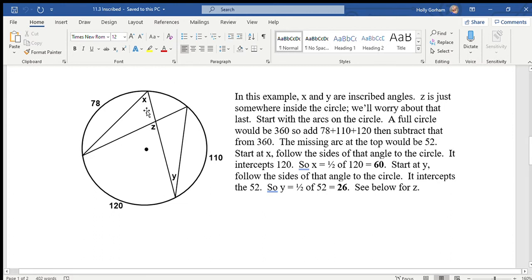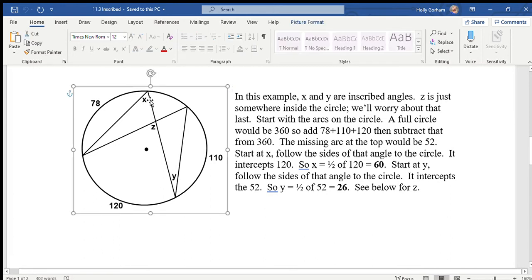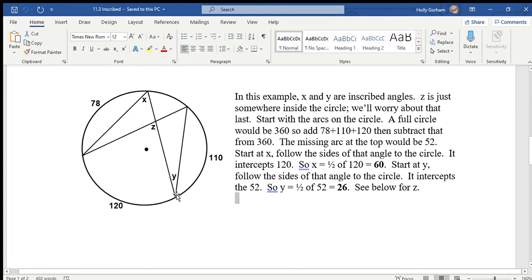Now, let's go to x. If you follow the sides of x to the circle, it intercepts the 120. So half of 120 would be 60. So x is 60. If you go to y, follow the sides of y. Y goes out to the arc that we found that was 52. So half of 52 is 26. So we have x is 60, y is 26. Let's scroll down and find z.